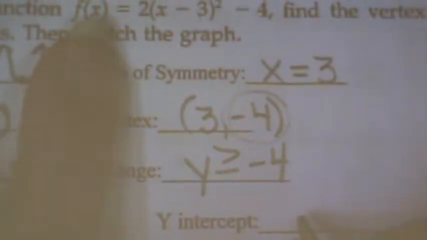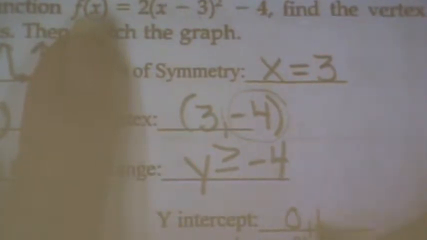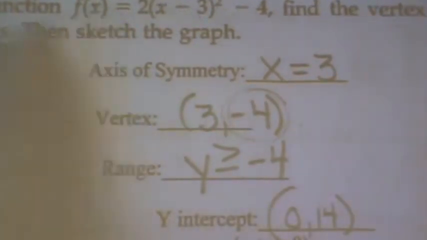18 minus 4 is? So 0, 14. That's your y-intercept. Now we're going to be off the page. But where is it? I think this is 12, if I'm not mistaken. 1, 2, 3, 4, 5, 6, 7, 8, 9, 10, 11, 12. So go 2 up here where the A is.